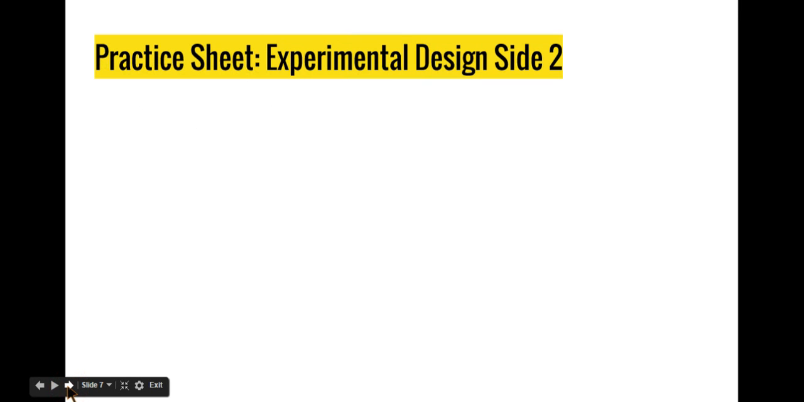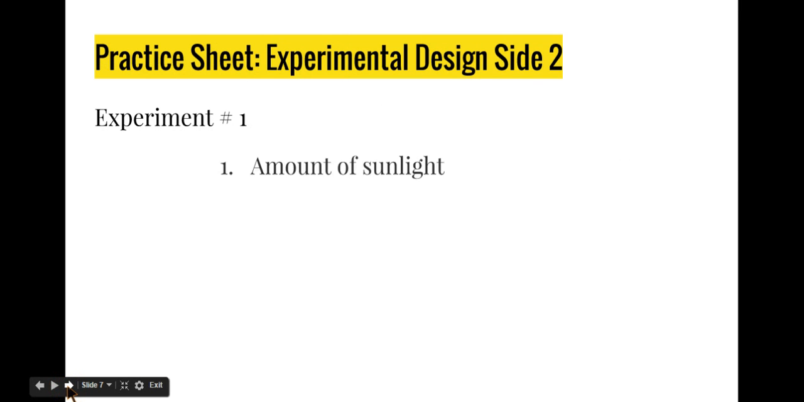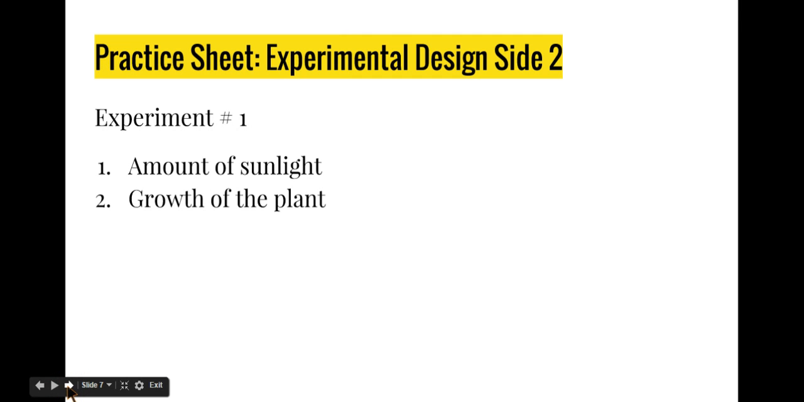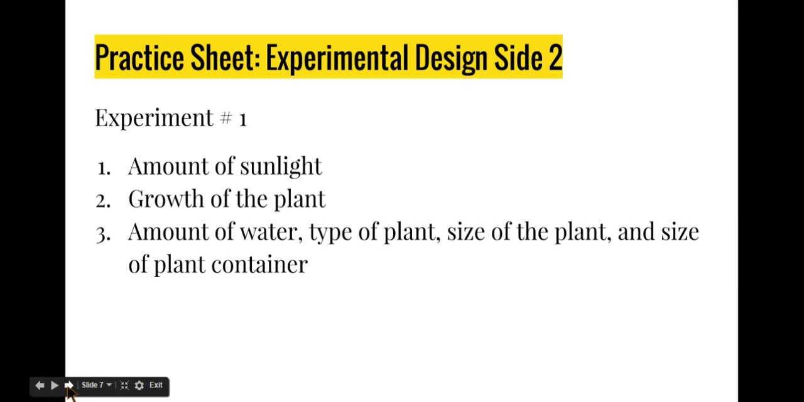All right. Let's go back to our questions, our answers. Number 3. What are the control variables in this experiment? I hope you were able to find all 4. In this case, it is the amount of water. It's 1,000 milliliters of water being poured in. The type of plant. If you looked at the picture, all the plants are the same. The size of the plant. All 4 plants are the exact same size. And the size of the plant container. If you take a look at the picture, those are the 4 factors that are all the same.